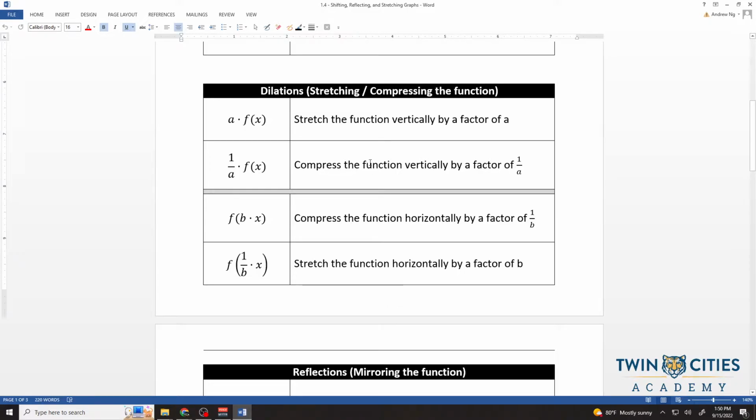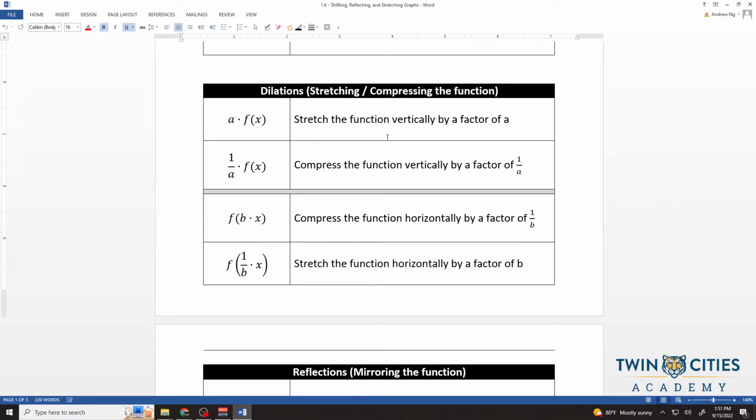Dilations. All of these are dilations. These are your stretching and your compression of the graph. So if I multiply at the very front, on the outside of the function, by a, let's say a is 2, then you're going to take the entire function and imagine it's like dough in your hand. You're going to stretch that entire function vertically up and down by a factor of 2. So in other words, points that you had in the function are going to get doubled from where they currently were. So if you've got a point at 0.2, all of a sudden now it's at 0.4 because you're doubling the distance from the x-axis.